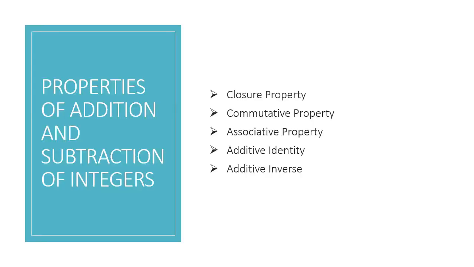Having learned about addition and subtraction of integers, let us now study about some properties of addition and subtraction of integers. The properties are closure property, commutative property, associative property, additive identity, and additive inverse. Let us discuss them one by one.